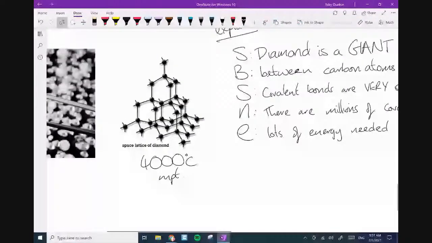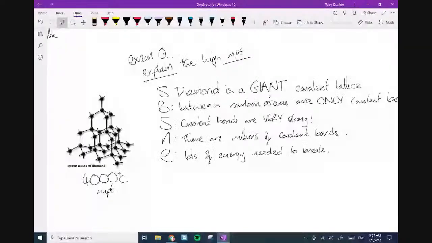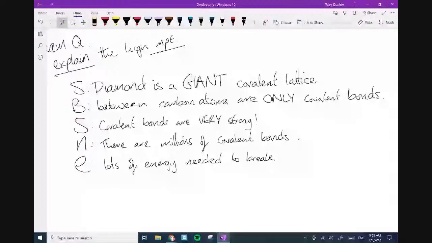Diamond be crazy. Now, if they asked you to explain diamond being brittle or hard, you do exactly the same process because the reasoning is the same. It's a giant covalent lattice. Carbon atoms are held together by only covalent bonds. Covalent bonds are very strong. There are millions of covalent bonds in the structure. Lots of energy needed to break. That's what makes it hard. Yeah, they're rigid. They're strong. Everyone's bonded together by these crazy strong bonds.